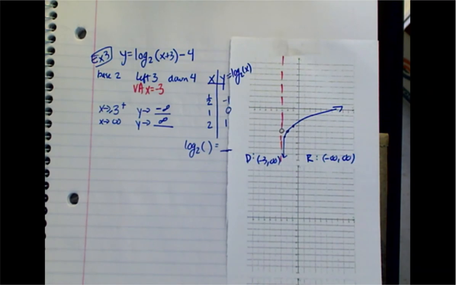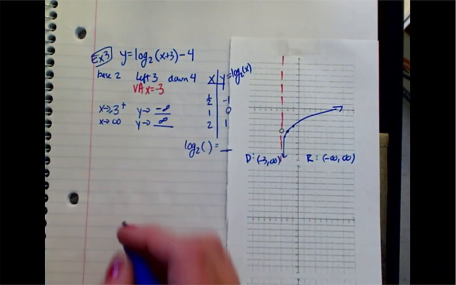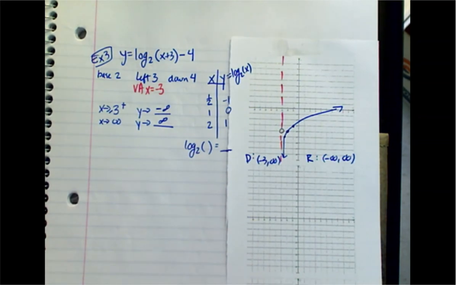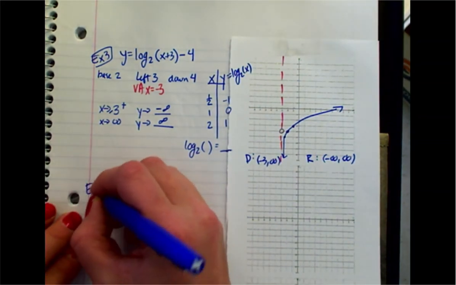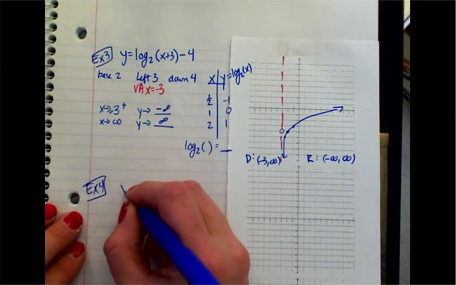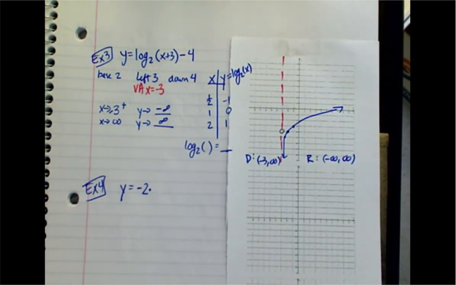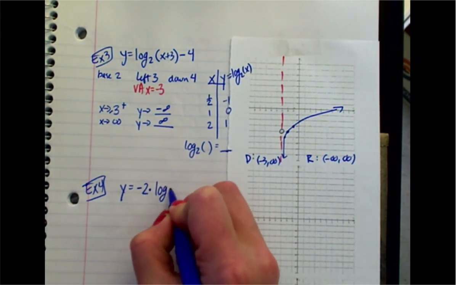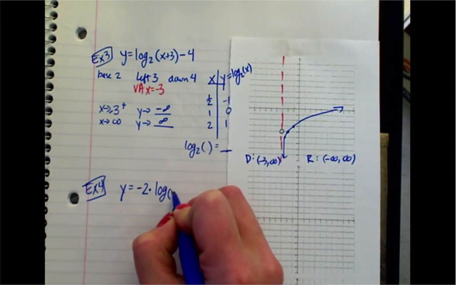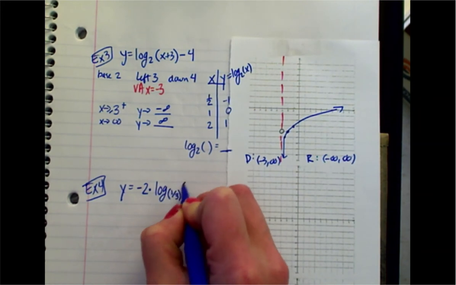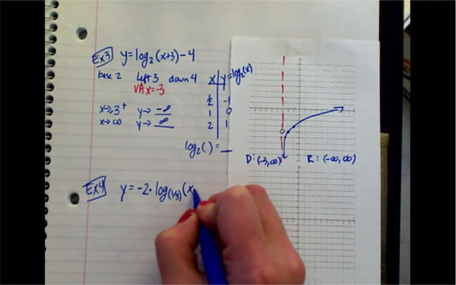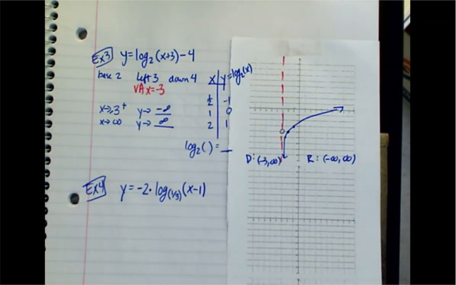Okay, we have 7 minutes. We're going to graph number 4, and then we'll call it a day. Okay, y equals -2 times log base 1/3 of x minus 1. So we're going to do 3 transformations, a, h, and k. Oh, I lied, just 2.